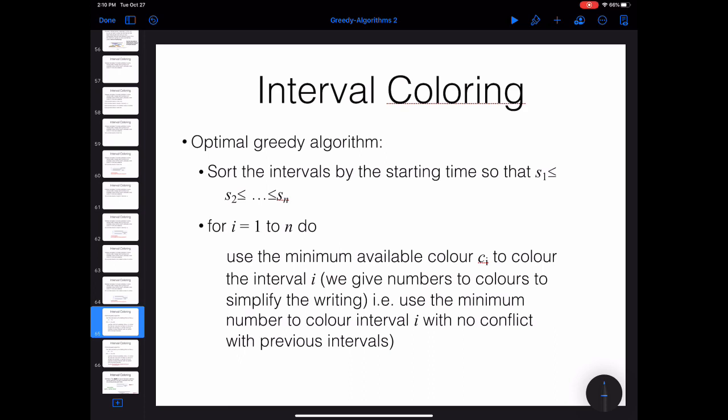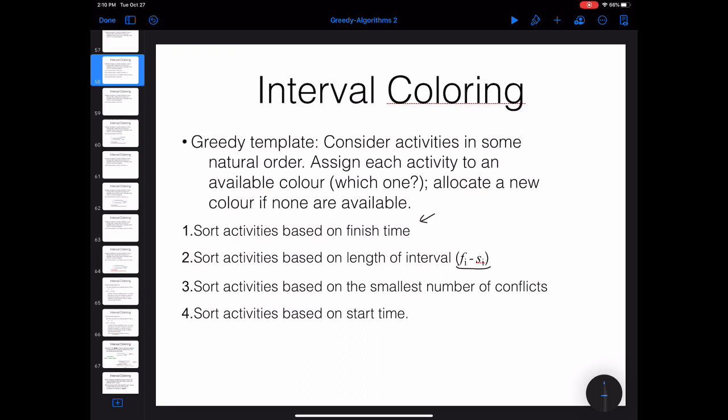How I'm going to actually prove this? Let's simplify the algorithm in one way. After you sort the intervals based on the starting time, when you are actually looking for the color, remember the template was that you sort the activities based on some order, you ordered them, and then for assigning each activity to a color, the next available color.